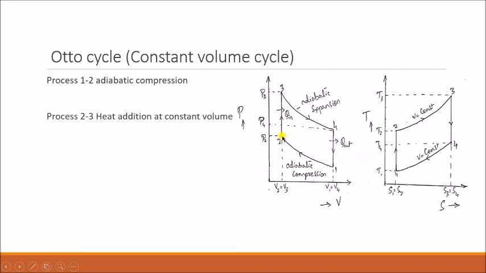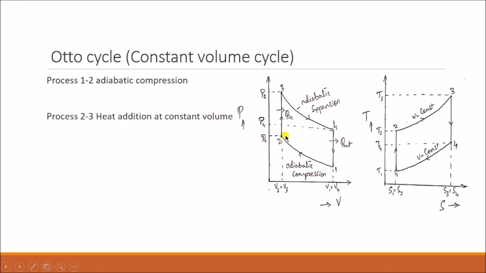So what is the process 2 to 3? We call it heat addition at constant volume. In this Otto cycle, the heat is added during a constant volume process, meaning the volume of the gas remains constant while the heat is added. That's why we call it a constant volume process. So, heat addition at constant volume.